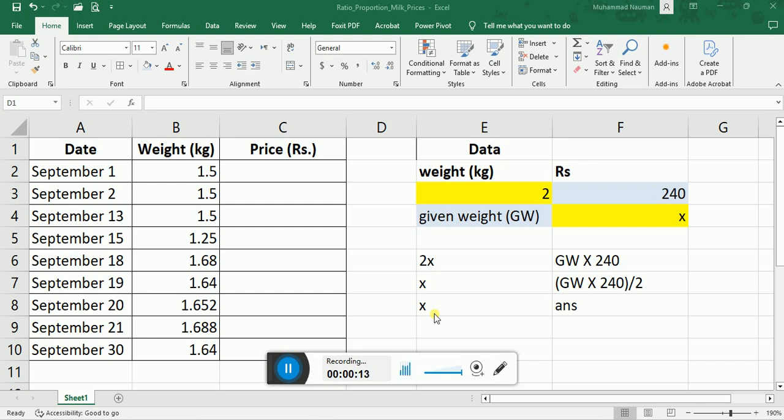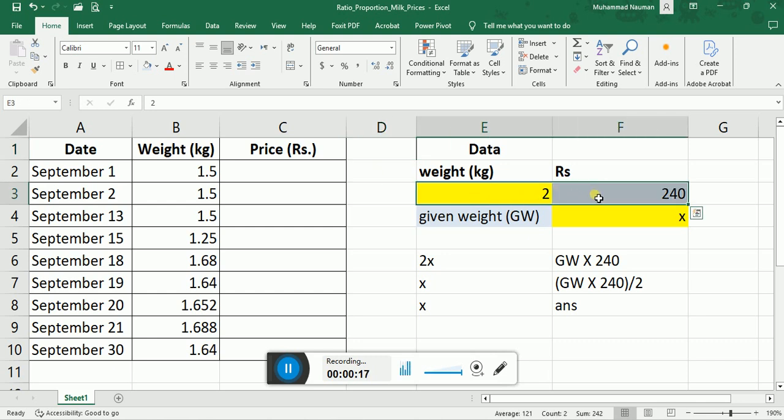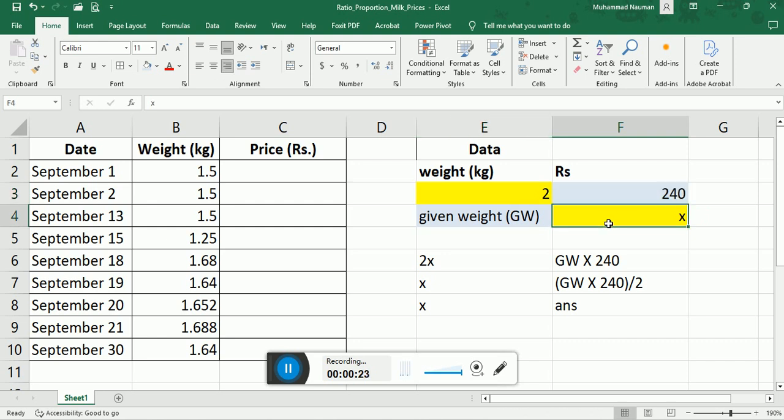If 2 kilograms of milk cost 240 rupees, then how can we calculate the price of different quantities? I represent different quantities as X in this box. Different quantities like 1.5 kg, 1.64 kg or 1.68 kg.